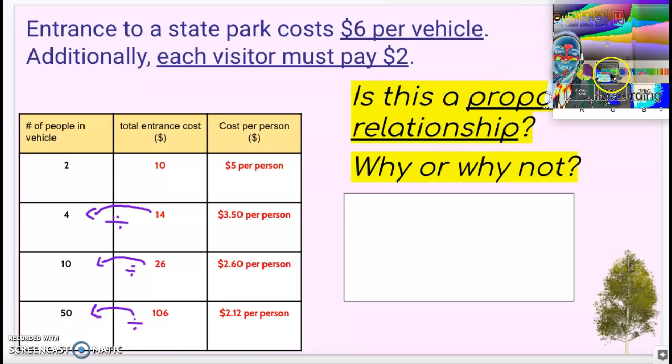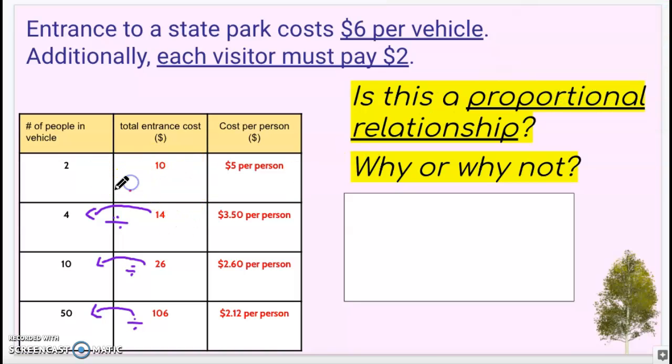Hopefully you told me no. And the main reason is because there is no constant multiplier. To get from 2 to 10, moving from left to right, we're multiplying by 5. 4 times 5 is not 14. 4 times 5 is 20. So immediately we see that this is not a proportional relationship.